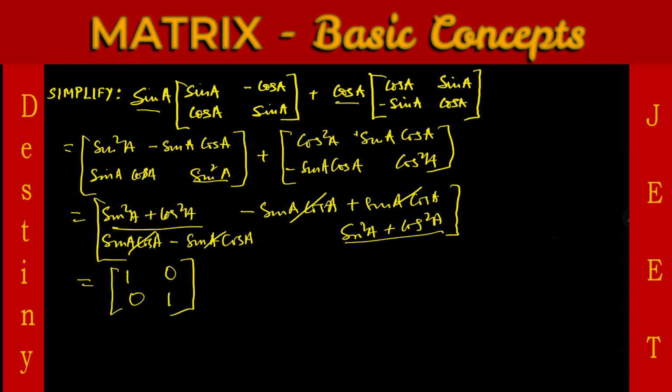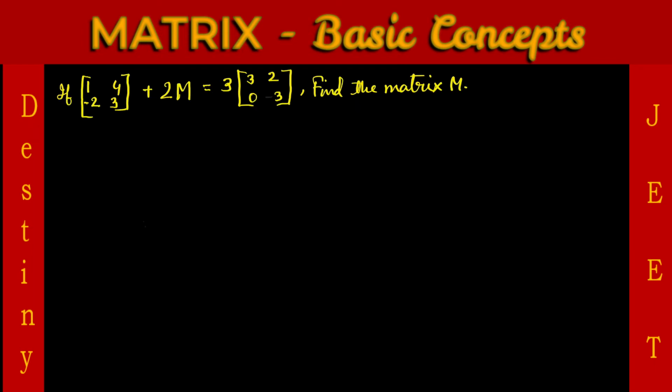And what do we get? We get a unit matrix or identity matrix, where you can see the diagonal elements are 1 and the rest are 0. Now in this question we have to find the matrix M. Let's see how to find out.